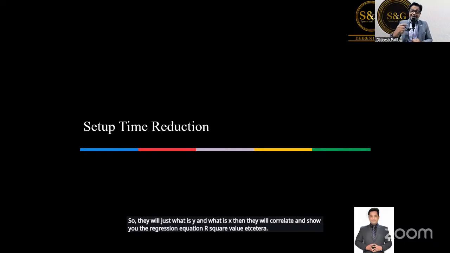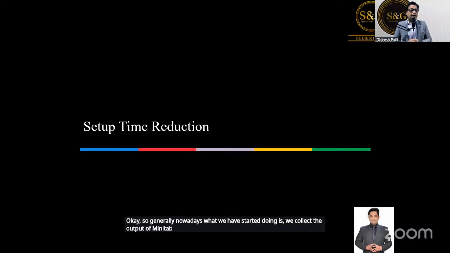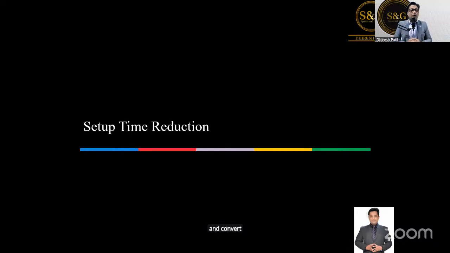Now it is your process domain expertise to interpret that data. Or nowadays you can take help of AI tools as well. Generally, nowadays what we have started doing is we collect the output of Minitab and feed it into the AI tools, the ChatGPTs and stuff like that. They will interpret it for you and convert that statistical language into common day-to-day layman's language. That will be helpful for you.